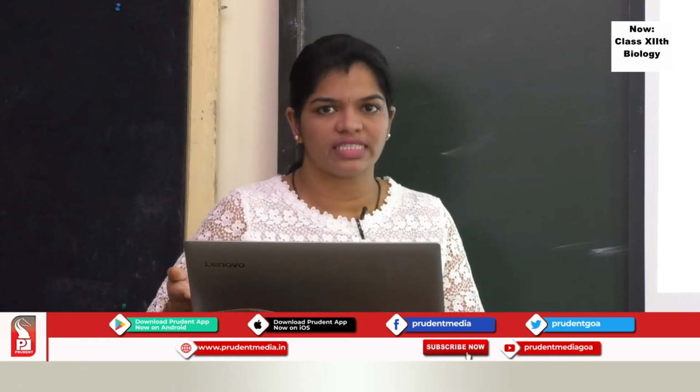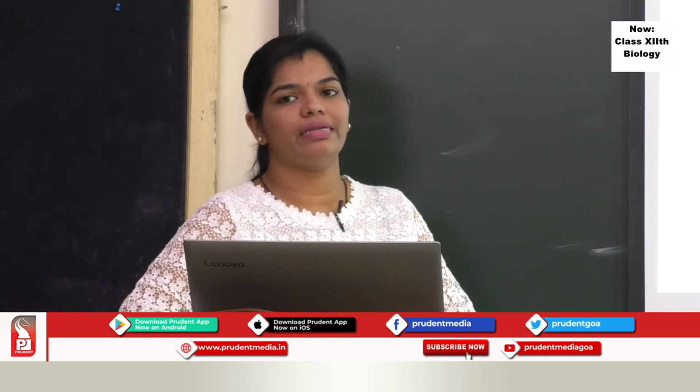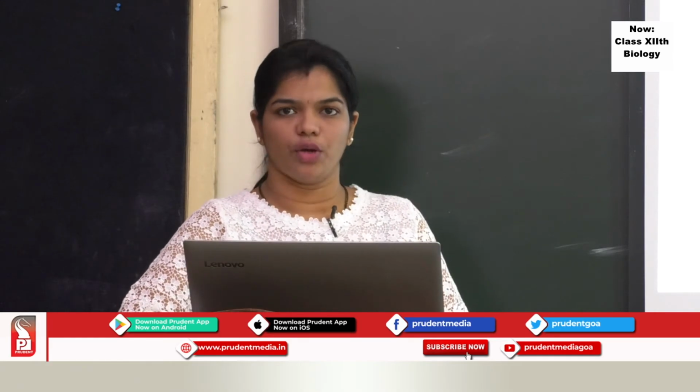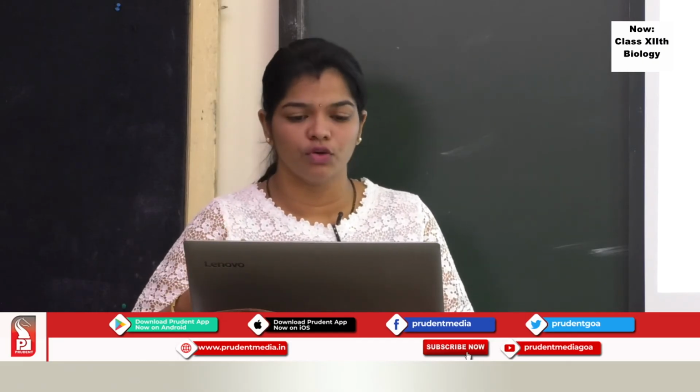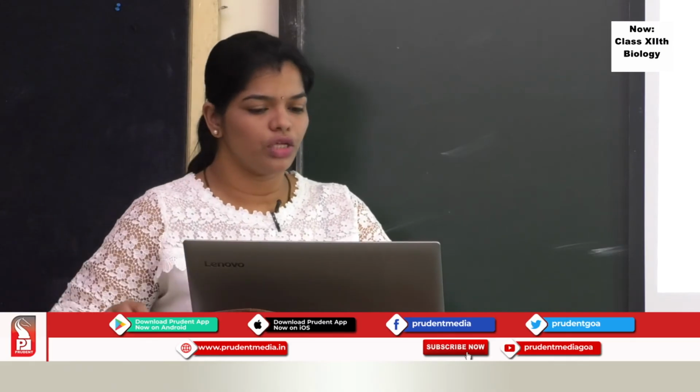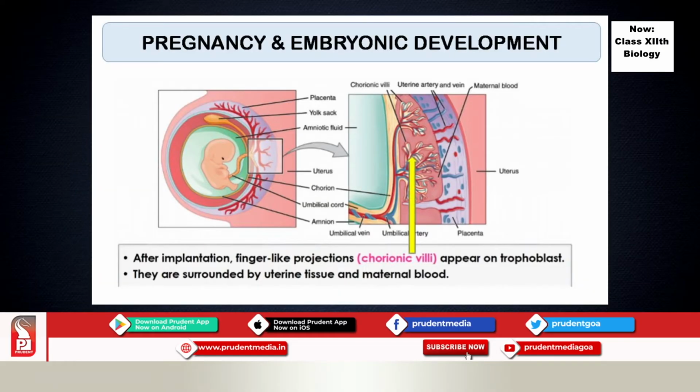Moving on to the next part, that's the beginning of pregnancy and the embryonic development. How the embryo develops inside the female womb, or inside the female uterus. So what happens after implantation is that finger-like projections called chorionic villi appear from the trophoblast. Trophoblast, remember, is the outermost layer.